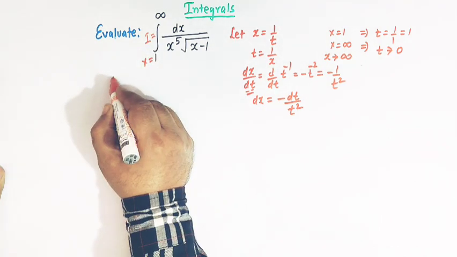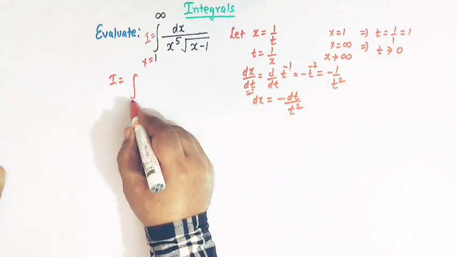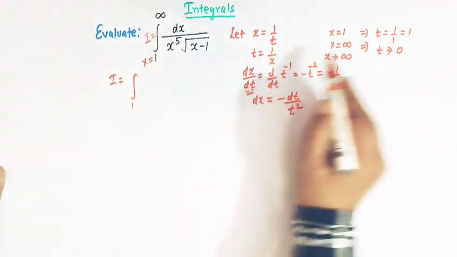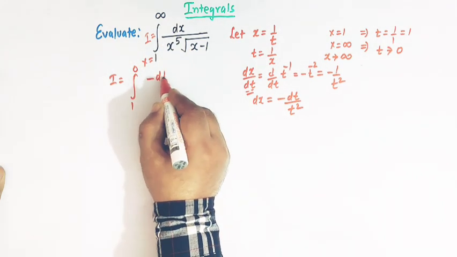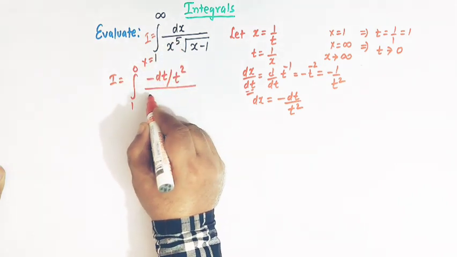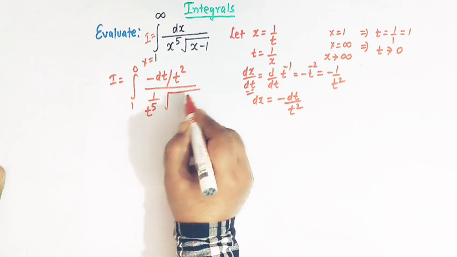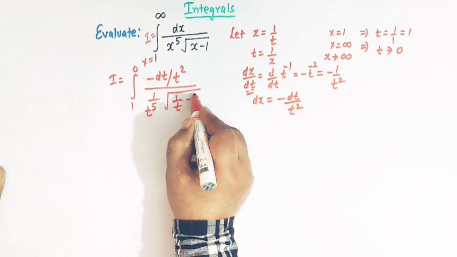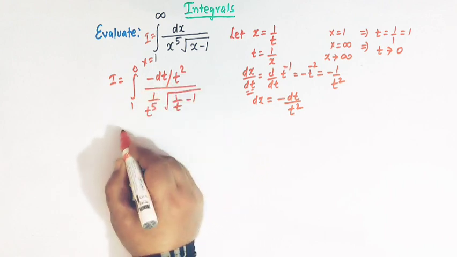Now this integral I can be written as: when x is 1, t is equal to 1, and when x is infinity, t is 0. And dx is minus dt over t square. And x raised to 5 is 1 over t raised to 5. And here we have square root of 1 over t minus 1.